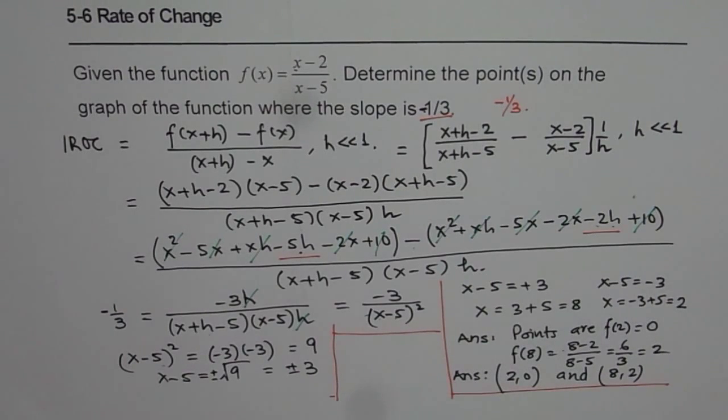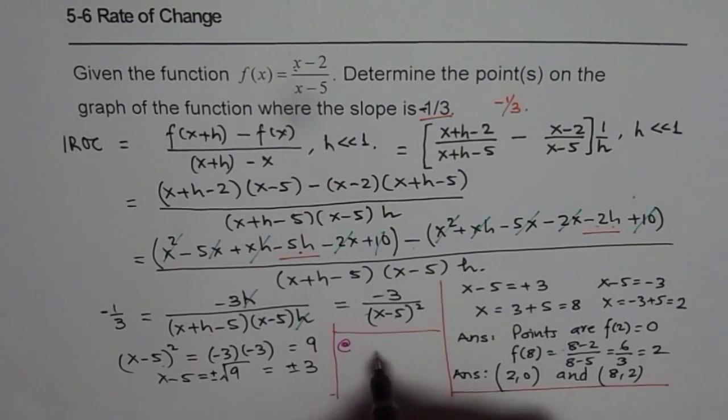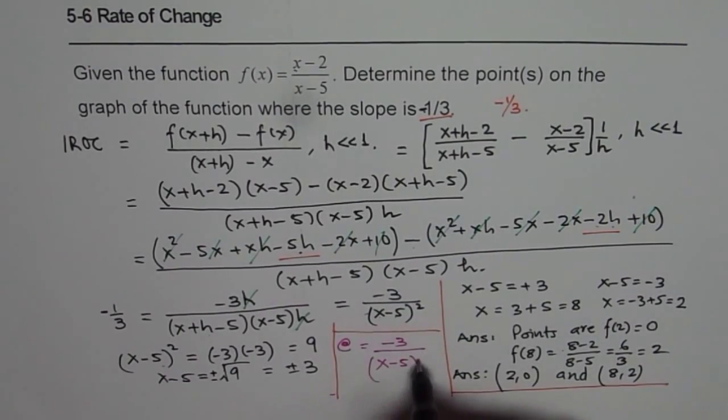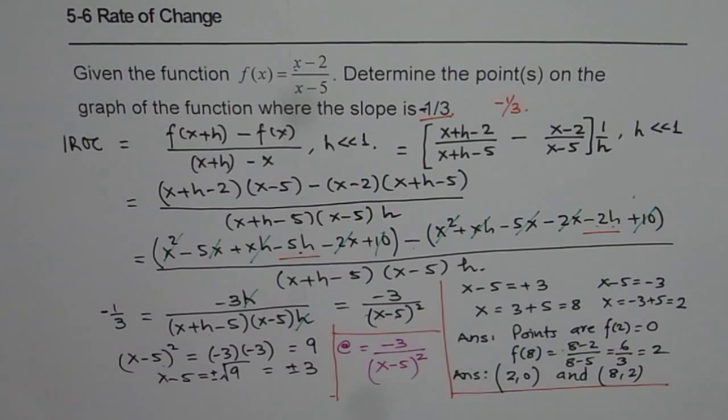I hope you understand and appreciate how the difference quotient method, the general approach, helps us to find the point, right? And here we learned one more thing which we need to highlight: for this particular function, the rate of change at any point is equal to minus 3 over (x minus 5) whole square, right? In some of the videos I like to use this value also at times, right?